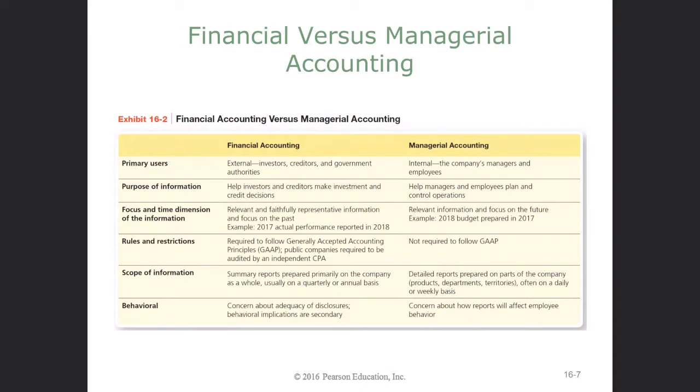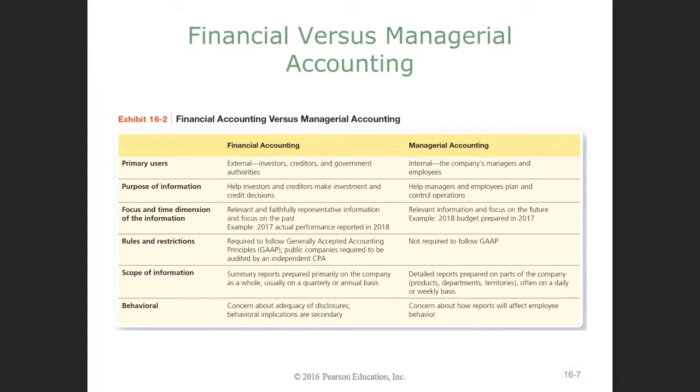So if you have a question that says which of these is a primary user of managerial accounting, and it says investors, creditors, and coworkers or employees, it would be employees, because they fall within that internal role, which a manager would oversee. For managerial accounting, the purpose is to help managers and employees plan and control operations. They focus on relevant information and focus on the future. So another difference to note: financial focuses on the past, managerial focuses on the future.